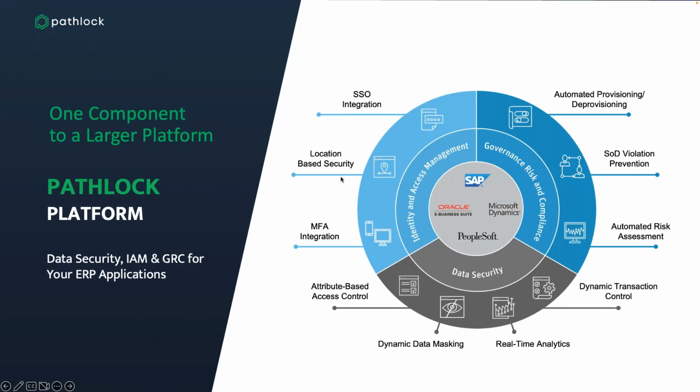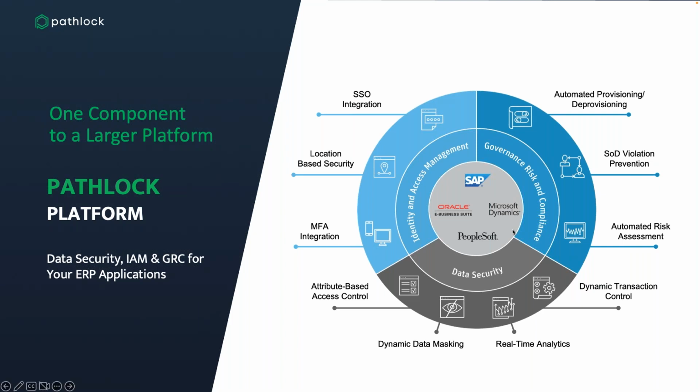And really, excuse me, this is really one component to a larger platform. I know earlier when we talked about Appsian joining the Pathlock group, for example, what we now have, we talked about really this lower section, the data security right here, where we've got attribute-based access controls and data masking. So that's what we went in and showed you.